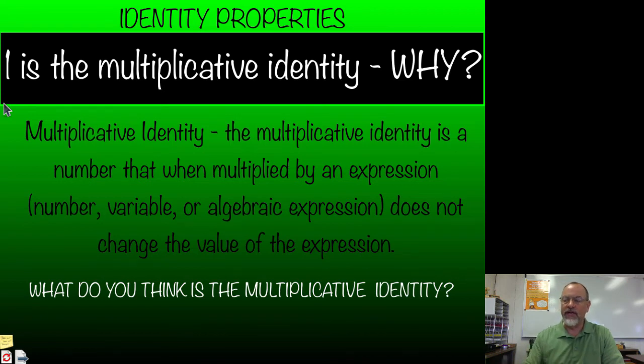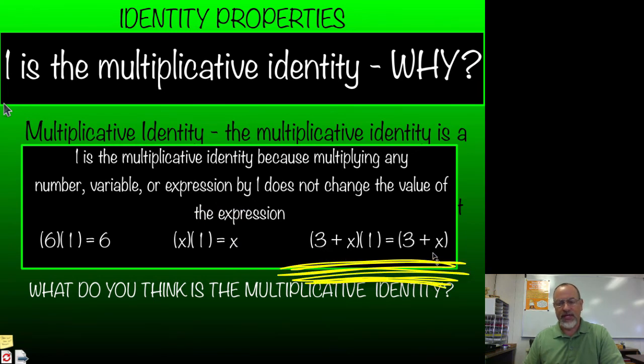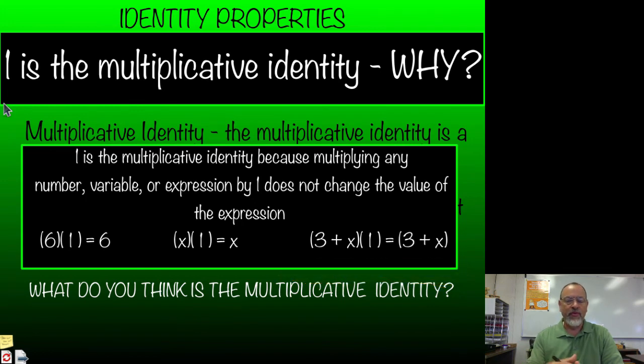And why is 1 the multiplicative identity? Because if we multiply 1 times a number, it doesn't change the number. If we multiply 1 times a variable, it doesn't change the variable. If we multiply 1 by the expression, it doesn't change the expression. Now again, both of these seem a little bit like, duh, what's the big deal? And it is kind of a simple property, but they are very valuable when it comes to solving equations or removing parentheses in an expression.